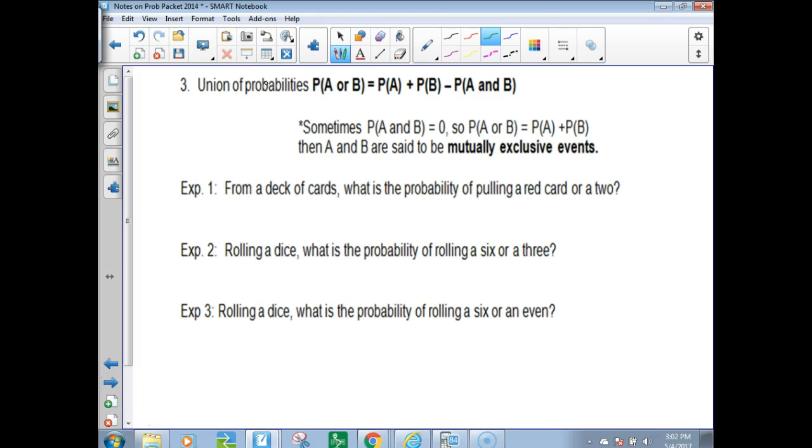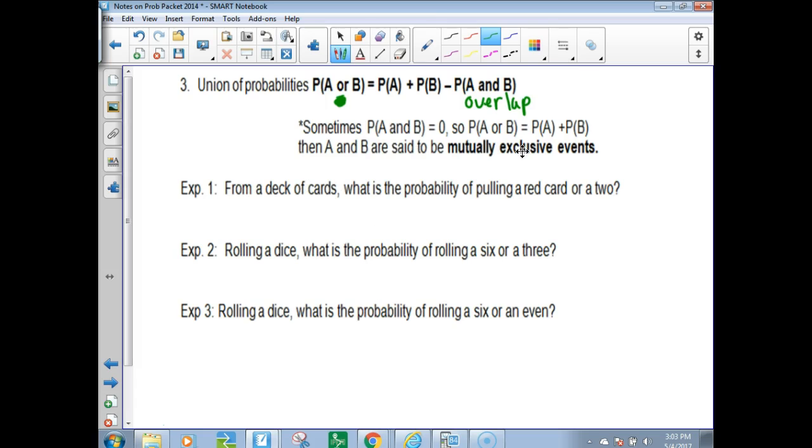Number 3, union of probabilities. When it says or, that's important. If it says or, the union of probabilities is the probability of A plus the probability of B minus any overlap. This will make sense after a couple of examples. So if it says A or B occurring, you've got to do the probability of A plus the probability of B minus any overlap.